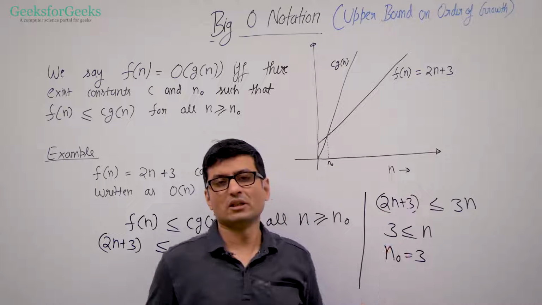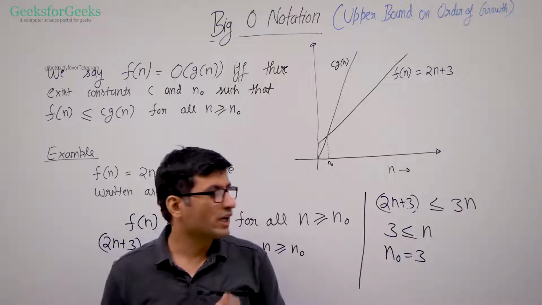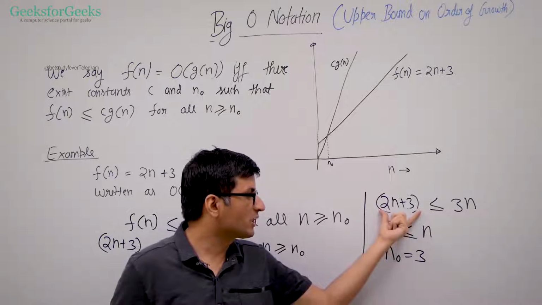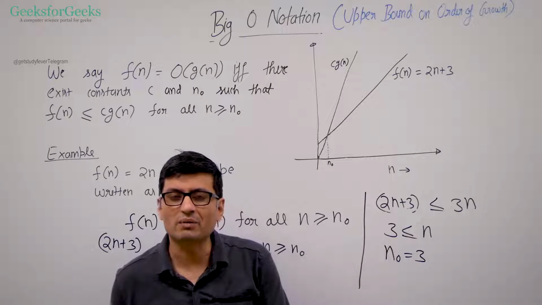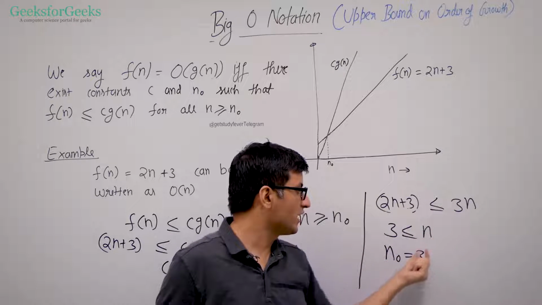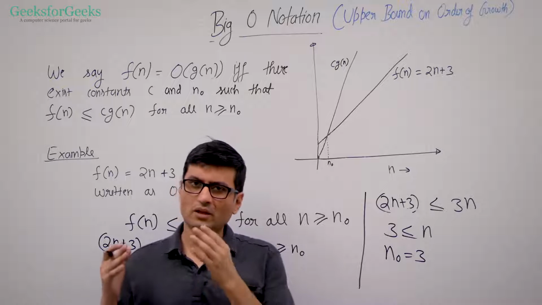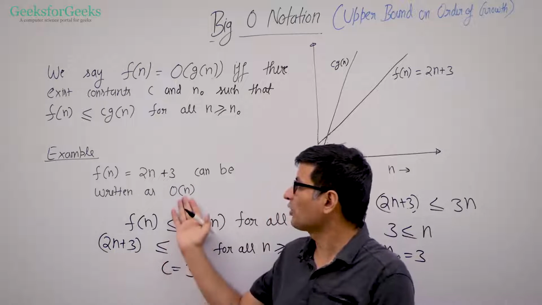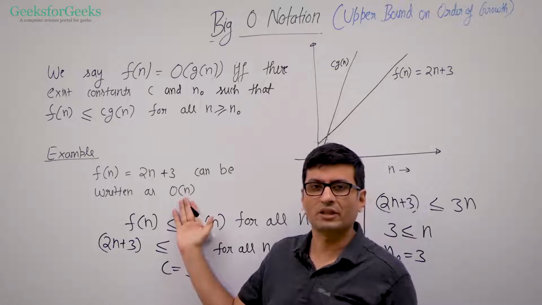So we found an upper bound on the given expression. To find an upper bound, we found C and n naught. So our expression for big O that we guessed initially using the direct method is correct.